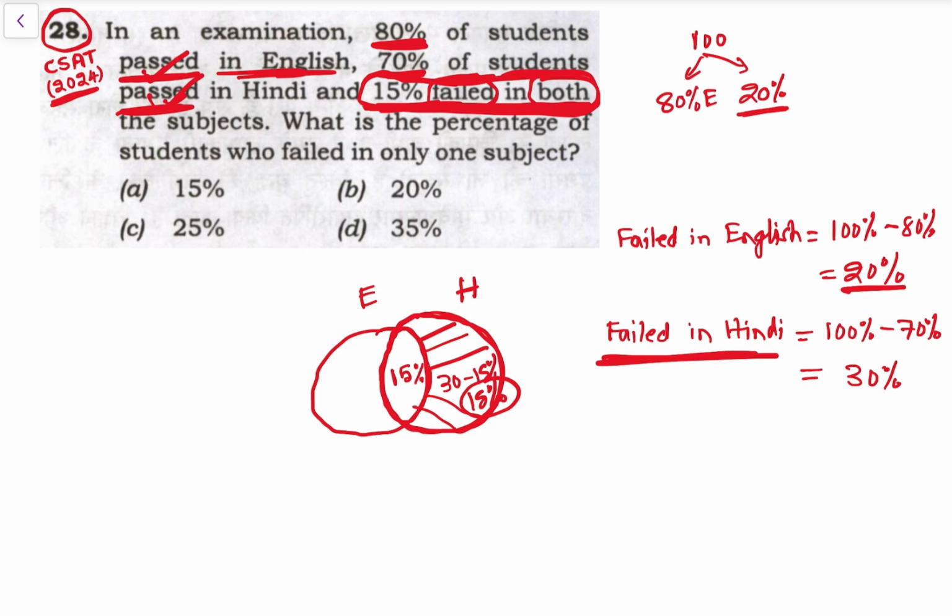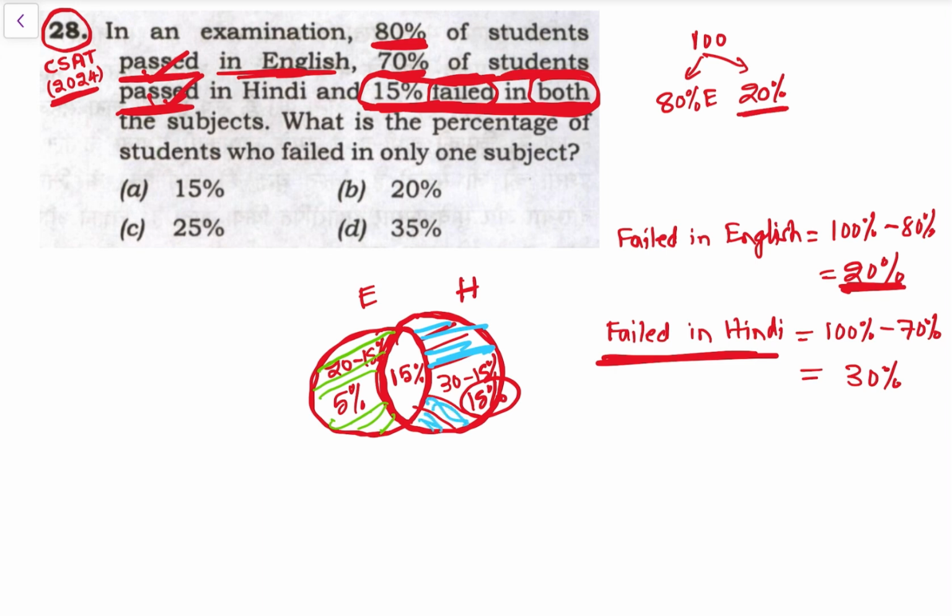And failed only in English: see, total 20% failed in English, and 15% failed in both. So 20 minus 15%, that is 5%. So 5% failed in only English. So this is the only English part, 5%, and this is the only Hindi part, that is 15%, and both.